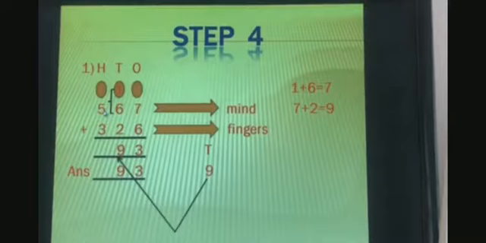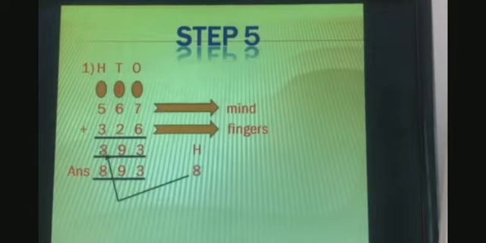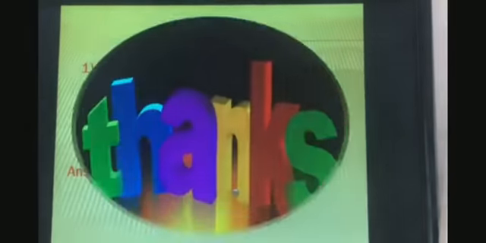Now we will shift to the 100 place. Here the upper digit is 5 and the lower digit is 3. Now we will count 3 fingers after 5 and we will get the answer of the 100 place like this. Am I right? I think now the concept is clear to you. Thank you.